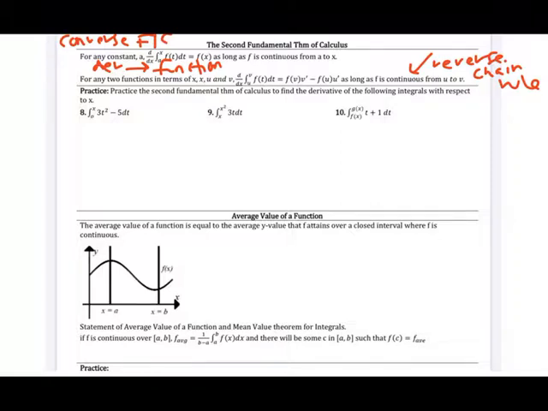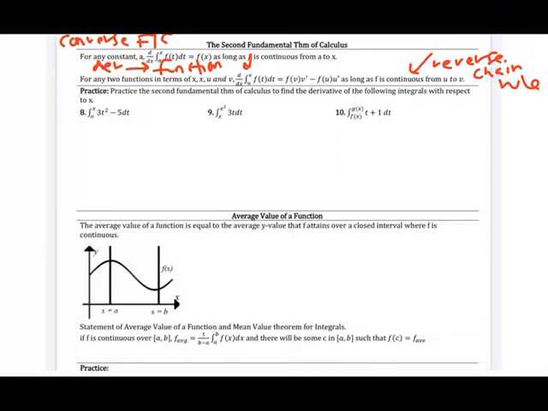So something I want to point out is if you have a variable or a function in your bounds of your integral, you will evaluate the function at that particular value, and you will multiply that by the derivative of that as well. So I think that's going to make the most sense when we actually start working through examples.